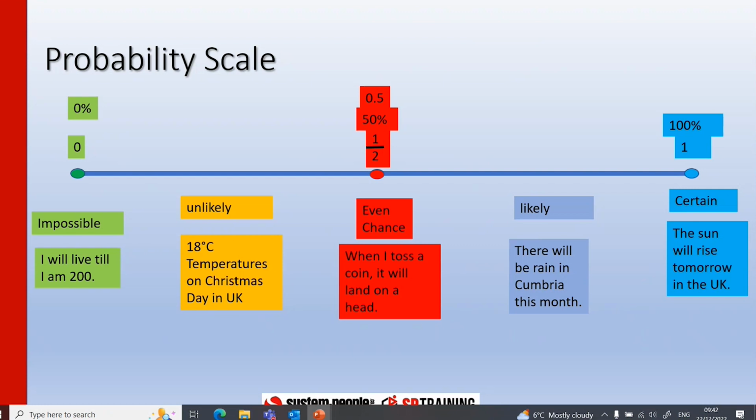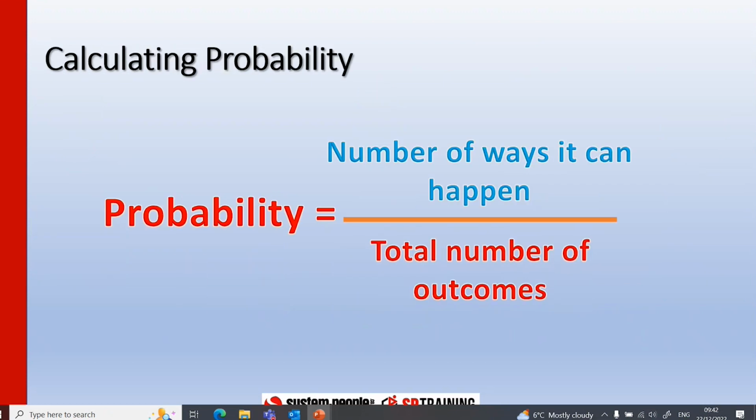And a likely event will be something like there'll be rain in Cumbria this month. That's probably almost a certainty, but not entirely certain. It's more likely than certain. So that's our probability scale.